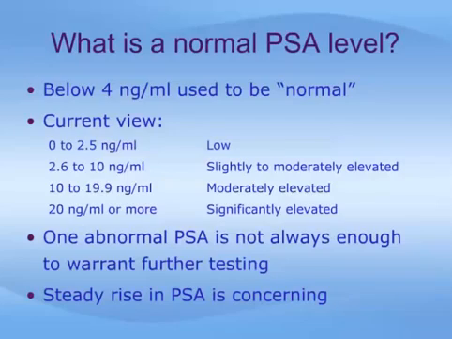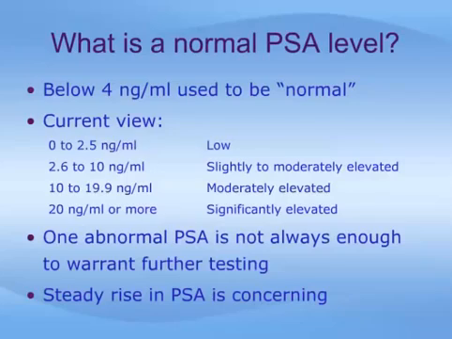However, prostate cancer can be found in men with a PSA of less than 4, and 70% of men with a PSA above 4 did not have prostate cancer. Presently, many doctors are now using the following ranges, with some variation. 0 to 2.5 nanograms per mil is low. 2.6 to 10 nanograms per mil is slightly to moderately elevated. 10 to 19.9 is moderately elevated. And 20 nanograms per mil or more is significantly elevated.